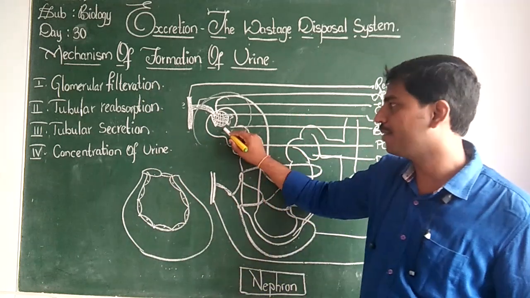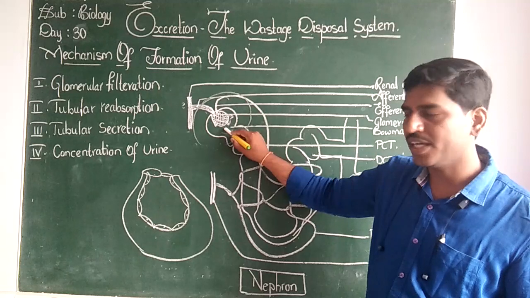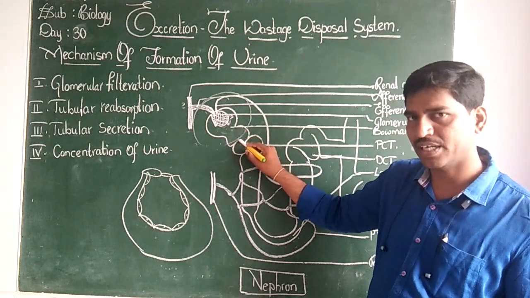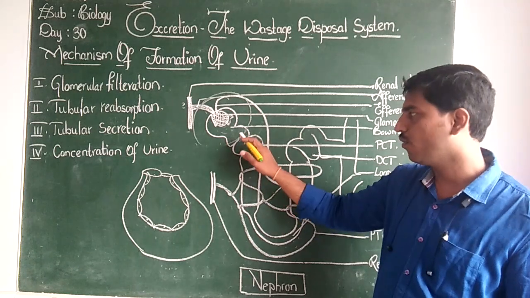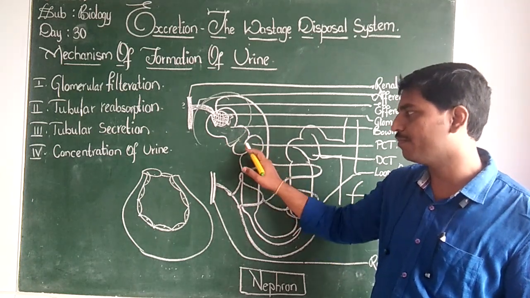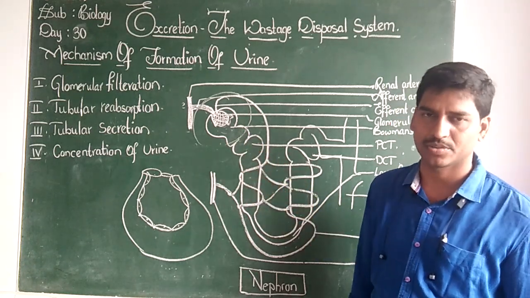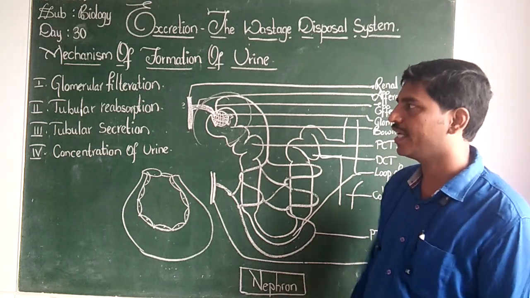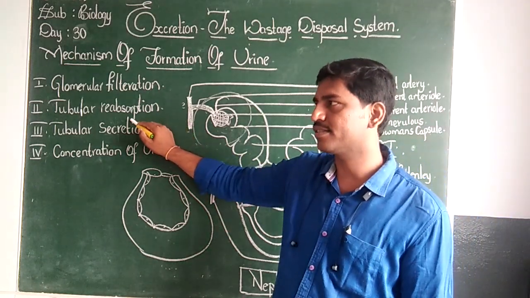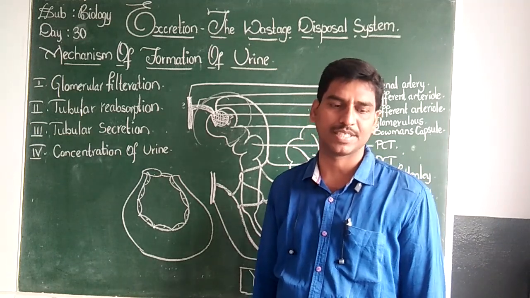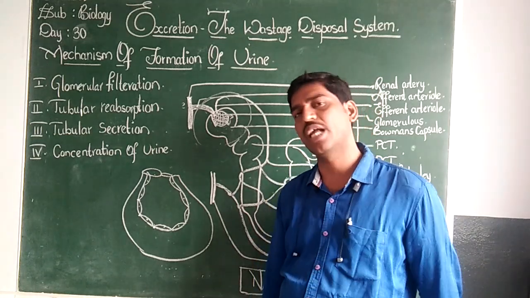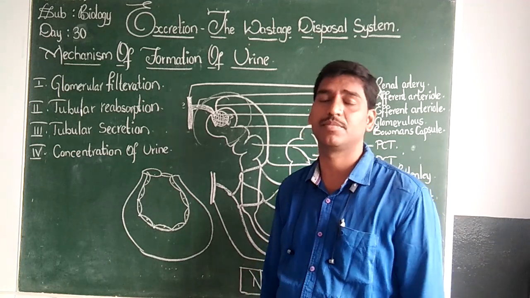Now, this primary urine that is being formed enters into the proximal convoluted tubule. From the proximal convoluted tubule, what is going to happen? The primary urine is going to be passing out. Now the next stage, which is called tubular reabsorption, is going to take place. What is this tubular reabsorption? What mechanism takes place here?